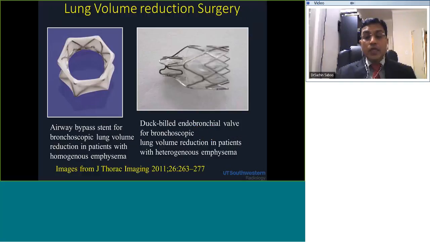These are images from the literature just to show you what the stents look like which are used for lung volume reduction surgery for homogeneous emphysema. And this is a duck-bill endobronchial valve. We are using this at our institution for lung volume reduction via bronchoscopic approach for heterogeneous emphysema patients.